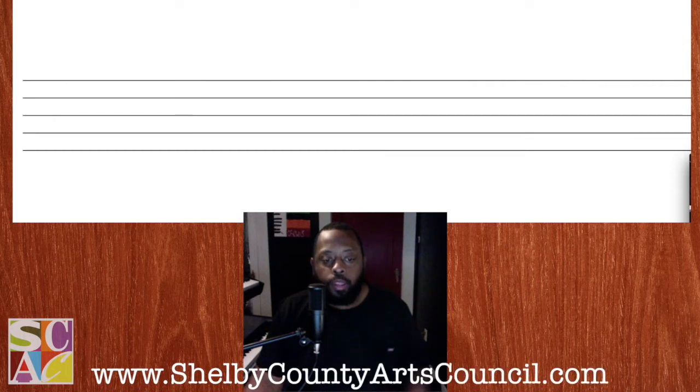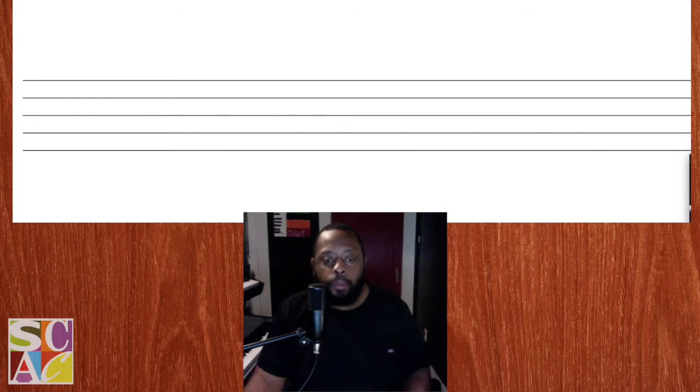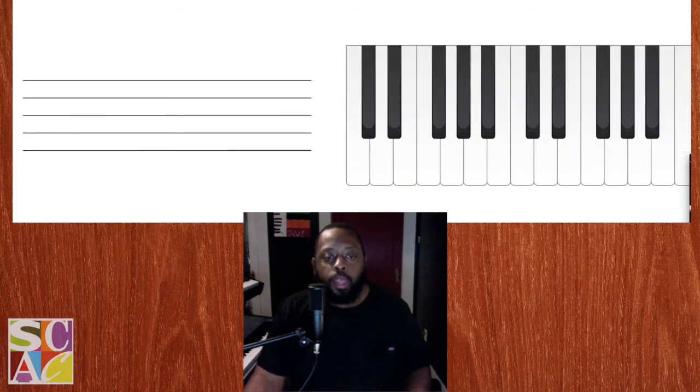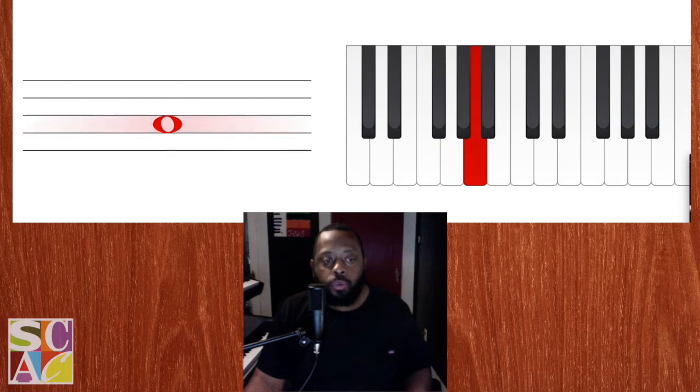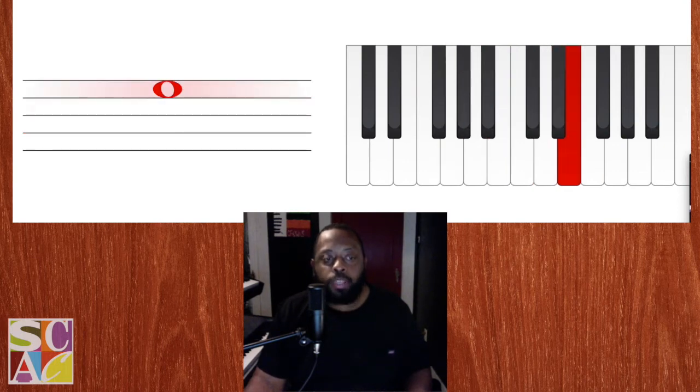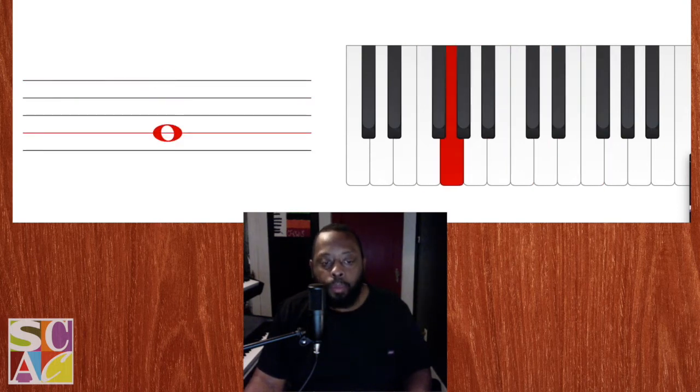On the screen in front of you are 5 lines. These lines are called the staff, and the staff is the foundation upon which notes are drawn. On the modern staff, you have 5 lines and 4 spaces. And every note has its place on the staff. And we're going to get into what these notes sound like in relation to the piano momentarily.